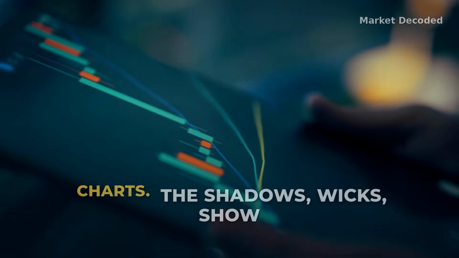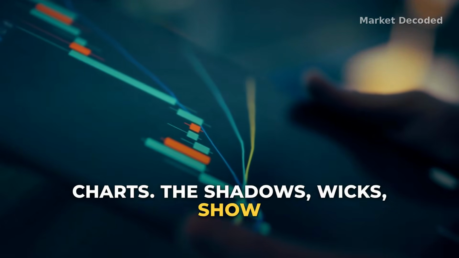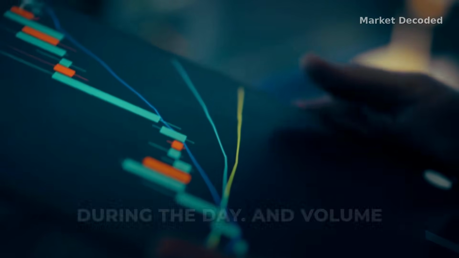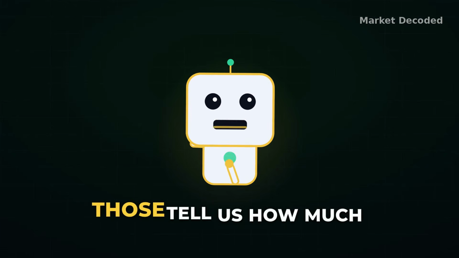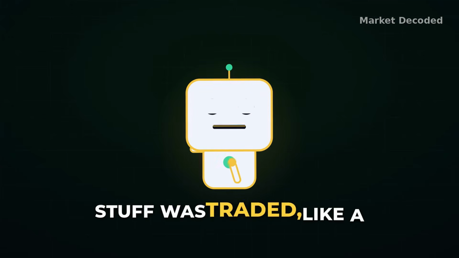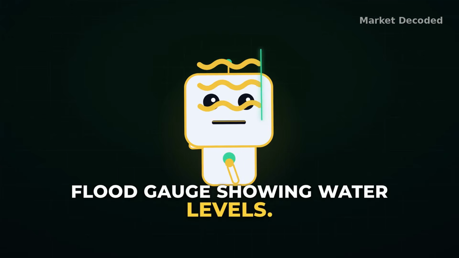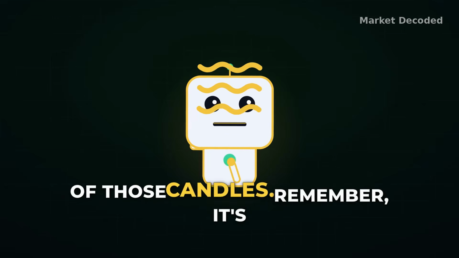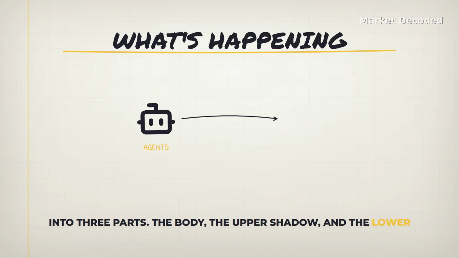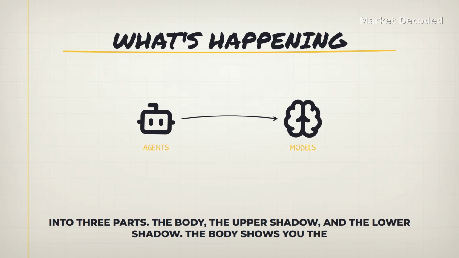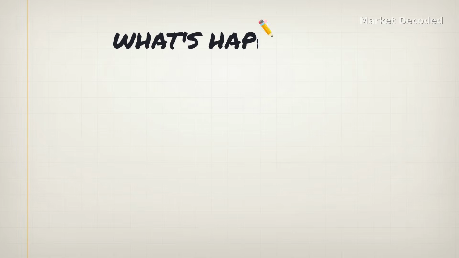But there's more to these charts. The shadows, wicks, show the highest and lowest prices during the day. And volume bars next to each candle, those tell us how much stuff was traded, like a flood gauge showing water levels. Let's zoom in on one of those candles. Remember, it's divided into three parts: the body, the upper shadow, and the lower shadow. The body shows you the opening and closing prices for that period. But what about all those lines sticking out?